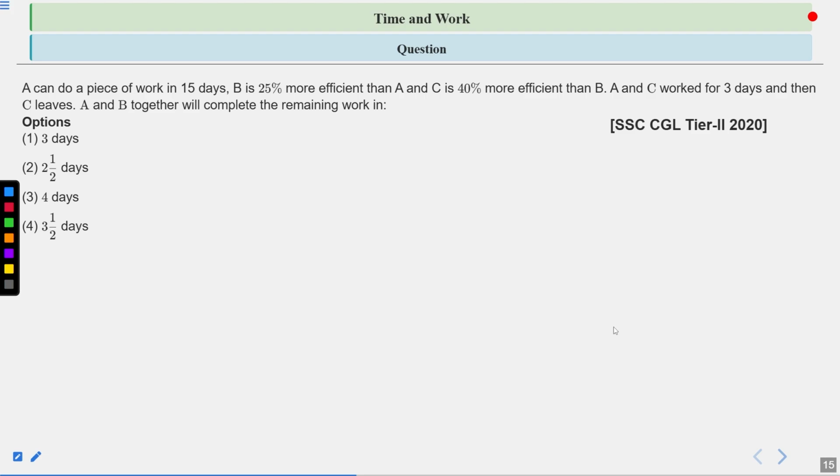This question was asked in the SSC CGL Tier 2 exam in 2020. So there are four options. The first one is 3 days, the second is 2.5 days, the third one is 4 days, and the fourth one is 3.5 days. Now you have 10 seconds to analyze the question. Your time starts now. Now time's up. Let's see the solution of this question.